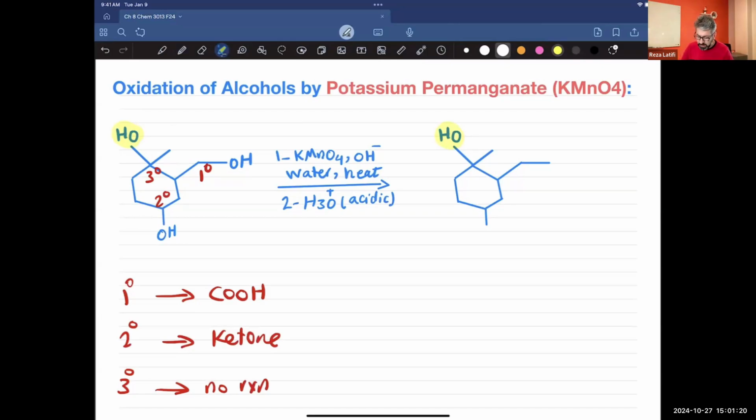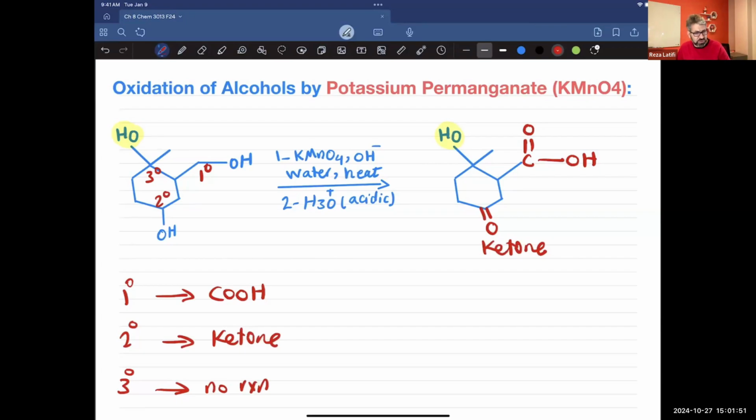Okay, it's a tertiary, stays as it is. Now, how about the primary? Primary, it will turn to carboxylic group. So this one, I will have carboxylic group here. And the secondary, it will turn to a ketone, so double bond here. Okay, this one will be ketone. And that's going to be the final product.